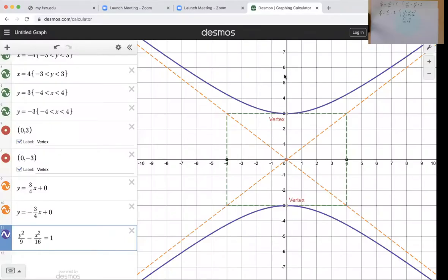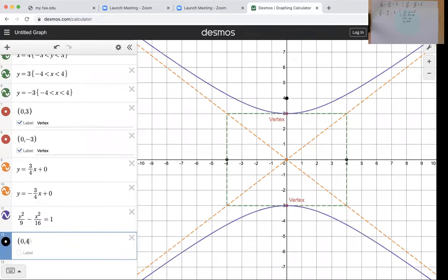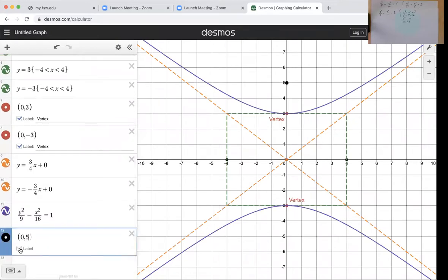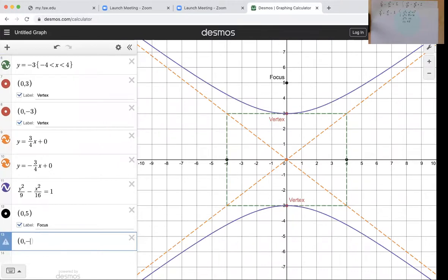We go 5 on the major axis. So our focus from 0, 0 goes up 5. That'll take me to 0, 5. That's a focus. And from 0, 0 down 5 to 0, negative 5. That is also a focus.